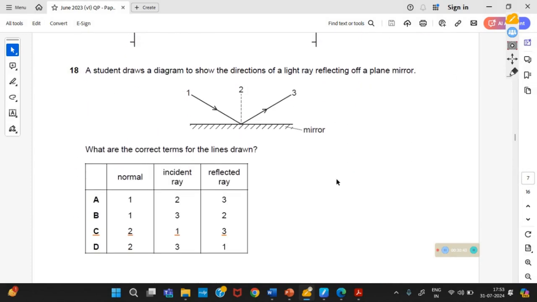A student draws a diagram to show the direction of a light ray reflecting off a plane mirror. What are the correct terms for the lines drawn? Line 1 is the incident ray. The arrow is toward the plane mirror. Line 3 is the reflected ray and line 2 is the normal, perpendicular to the surface of the mirror. So option C is right.